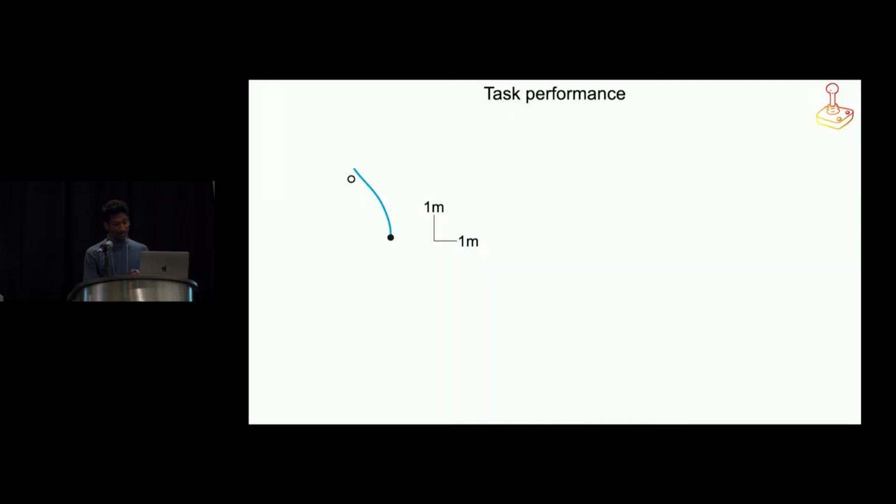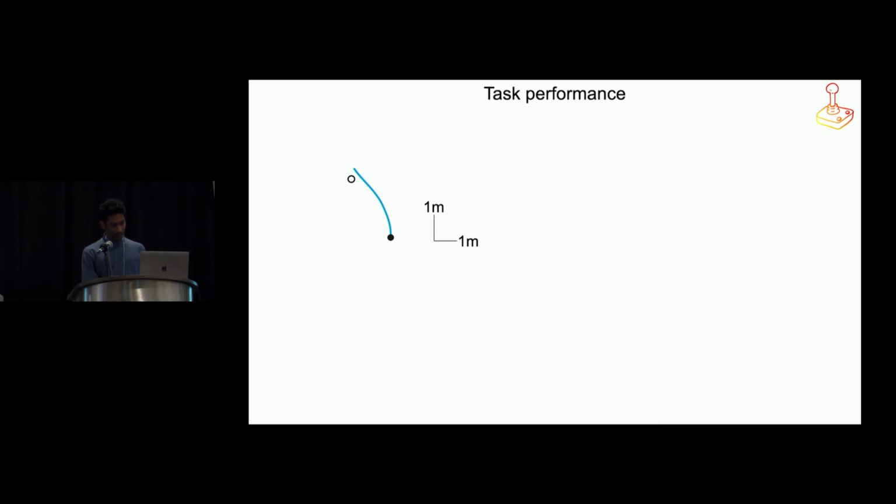So that's the task. Now let's look at the task performance. So here's one particular trial. The blue line shows the spatial trajectory seen from above. The filled circle is where the animal starts from, and the open circle is where the target is. And on this particular trial, the monkey performs reasonably well.